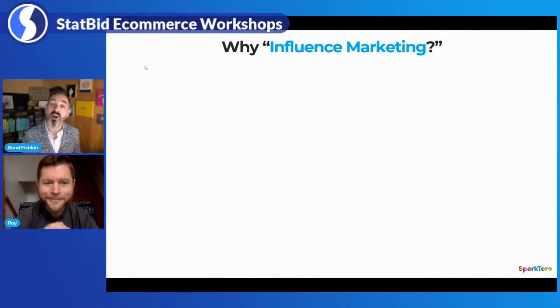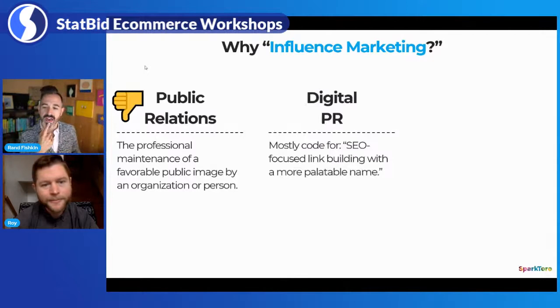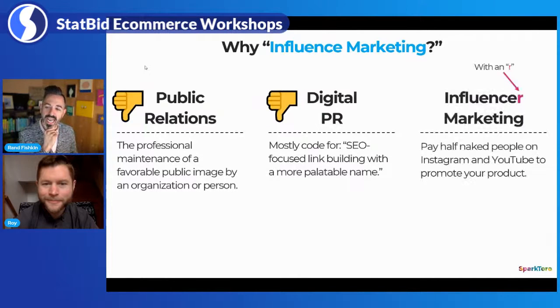I call this influence marketing because it's not quite public relations, right? That definition is too broad, so that's not it. It's not digital PR, which has come to mostly mean I'm doing link building for SEO, but with a more palatable name. So that doesn't quite work either. And influencer marketing with an R is just paying half-naked people on Instagram and YouTube to promote your product. That's not what I'm doing either. I don't think a lot of my customers care if I have a six-pack or whatever. So that doesn't quite work.